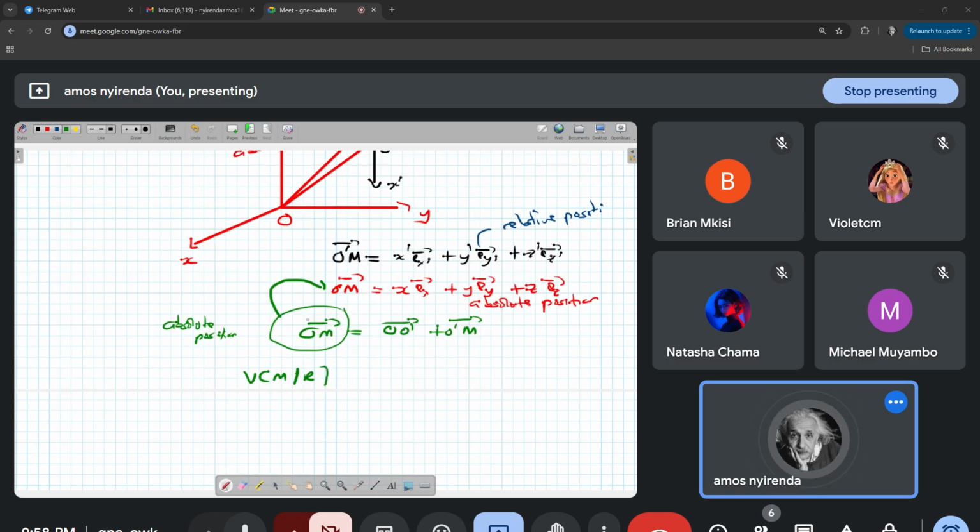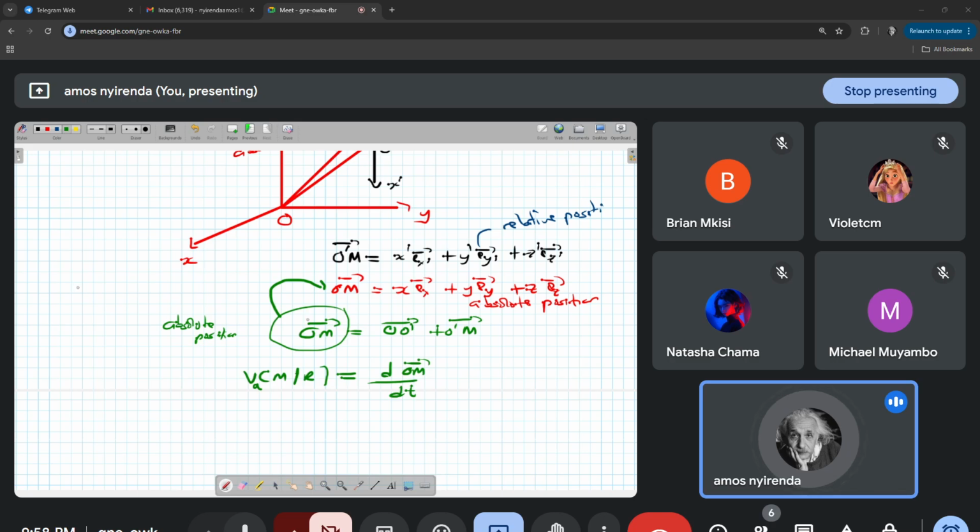So if I differentiate this vector position with respect to time, I'm going to get what is known as the absolute velocity. Hence here you see a subscript A to mean that this is the absolute velocity. So this is actually the derivative of the absolute position OM with respect to time.